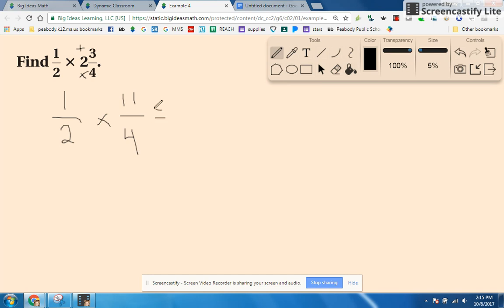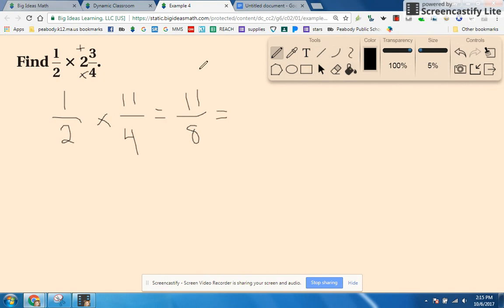I'm going to see if I can cross cancel. There's nothing I could divide 11 and 2 both by besides 1. Look this way, 1 and 4, nothing I could divide them both by besides 1. So I can't cross cancel, so I'm ready to go. So 1 times 11 is 11, numerator times numerator. And then denominator times denominator, 2 times 4 is 8. Your final answer is an improper fraction.